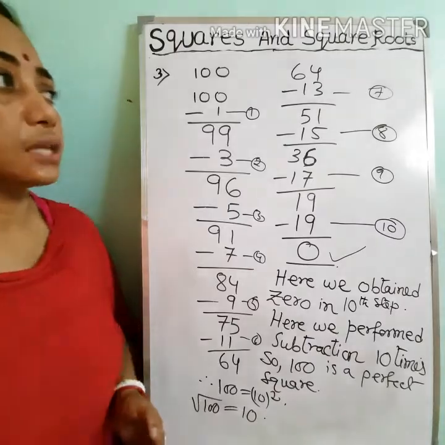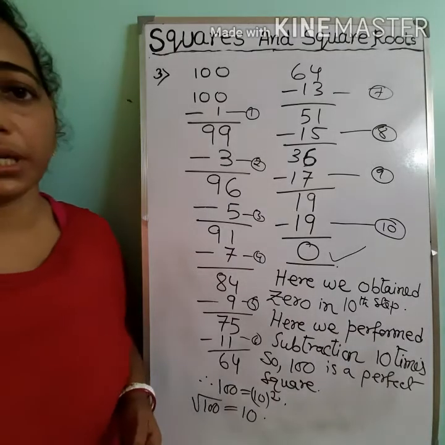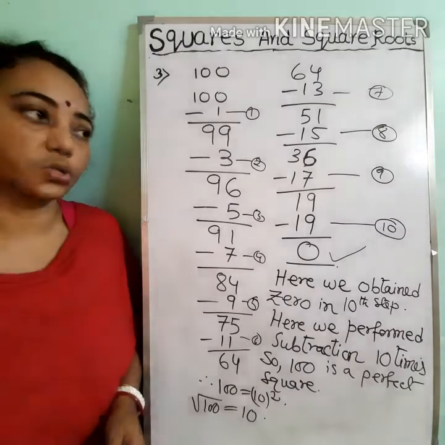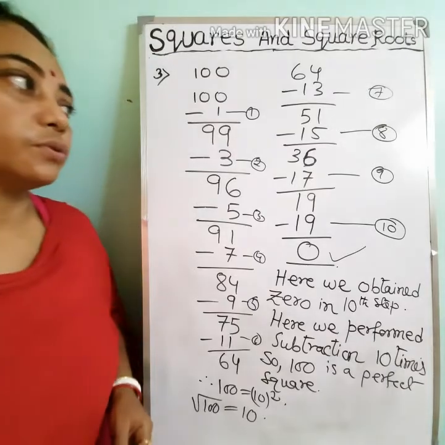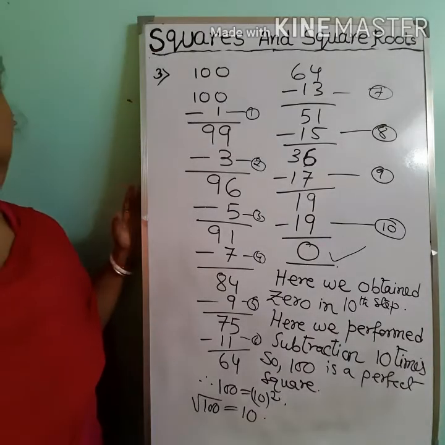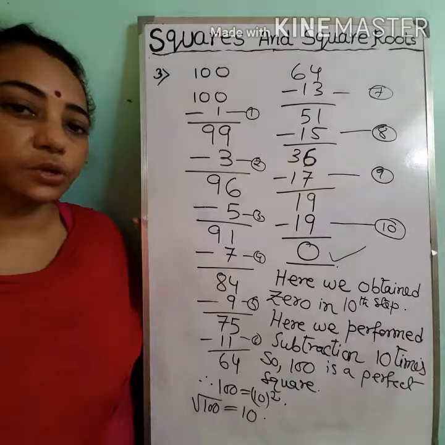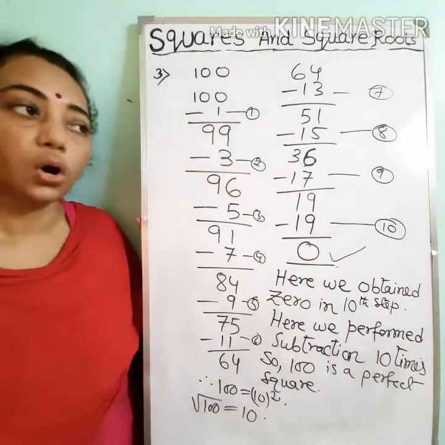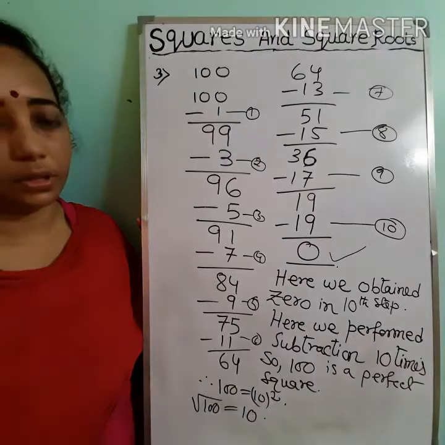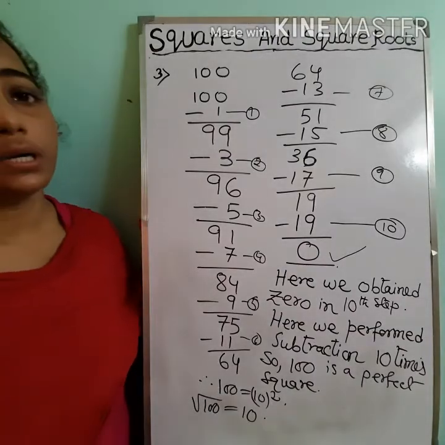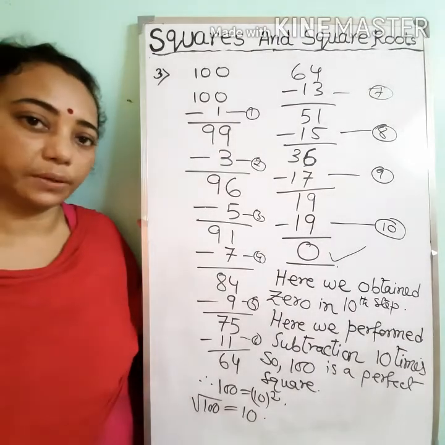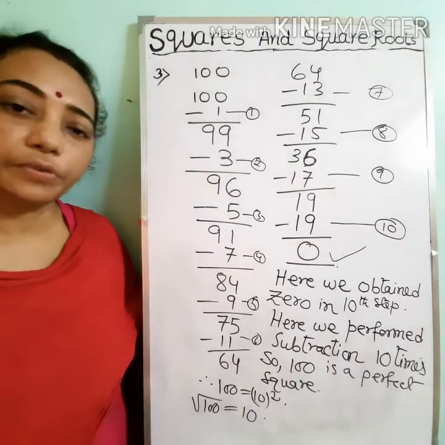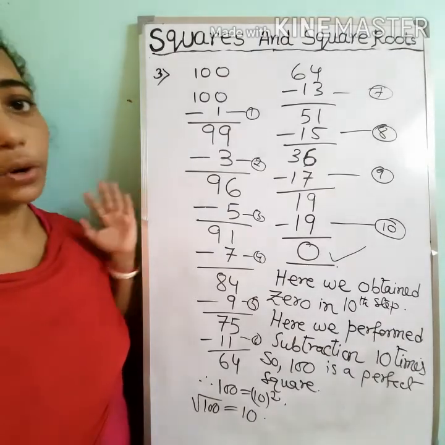Three digit numbers also, sometimes, for example 729, will take lots of time in this method, so we will not use it. At that time we proceed with another method. The other methods we will learn are the prime factorization method and the long division method. We will discuss the next method in our next class.